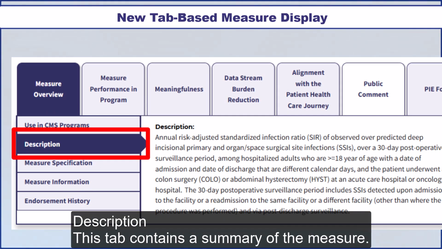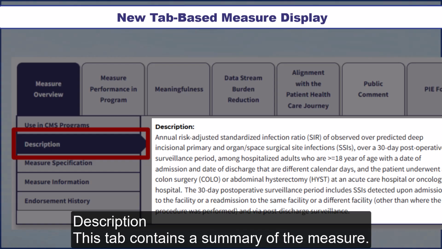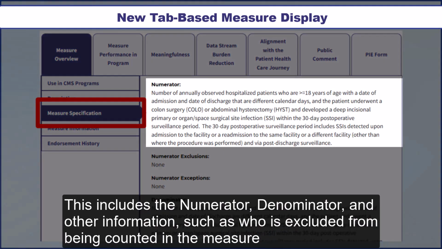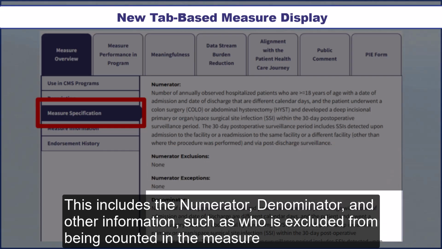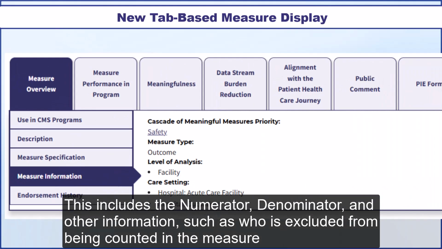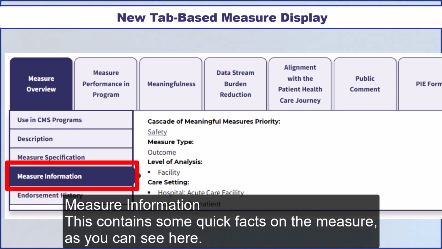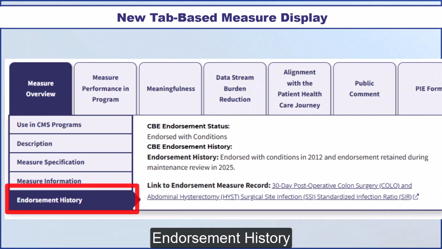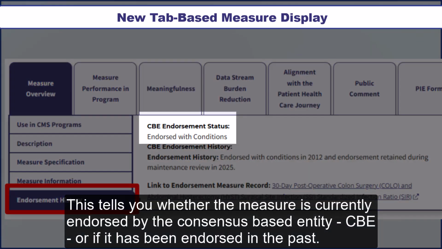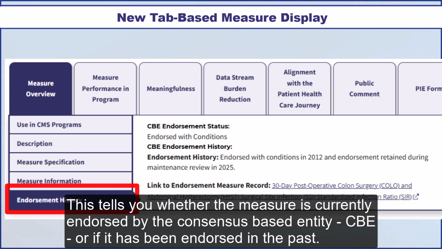Description. This tab contains a summary of the measure. Measure specification. This includes the numerator, denominator, and other information, such as who is excluded from being counted in the measure. Measure information. This contains some quick facts on the measure, as you can see here. Endorsement history. This tells you whether the measure is currently endorsed by the consensus-based entity, CBE, or if it has been endorsed in the past.